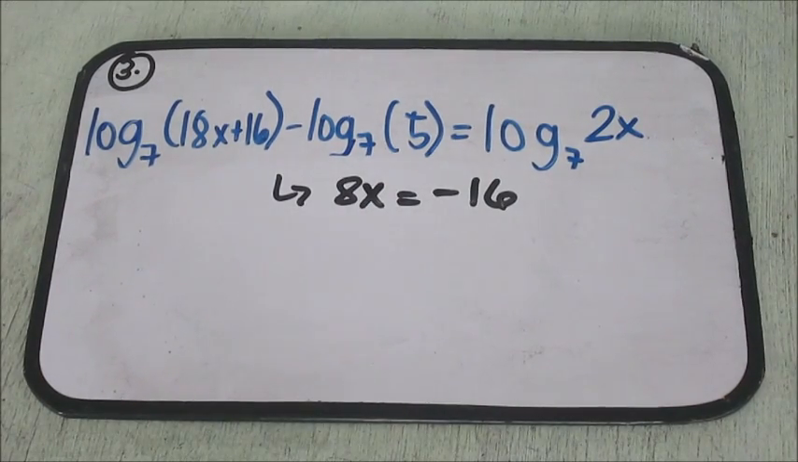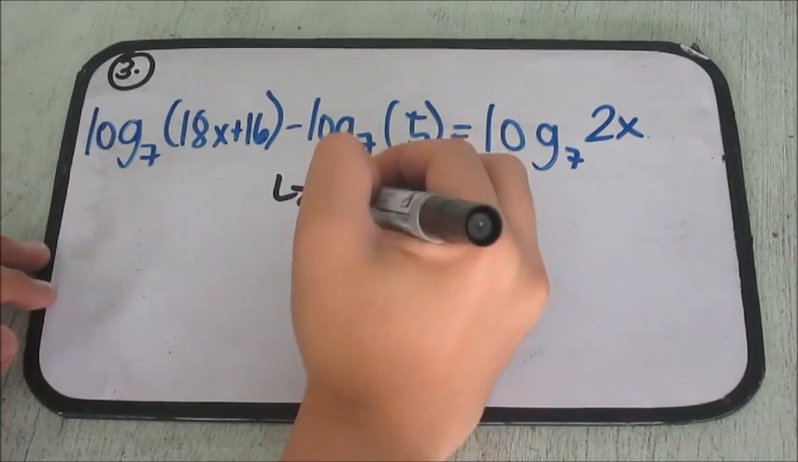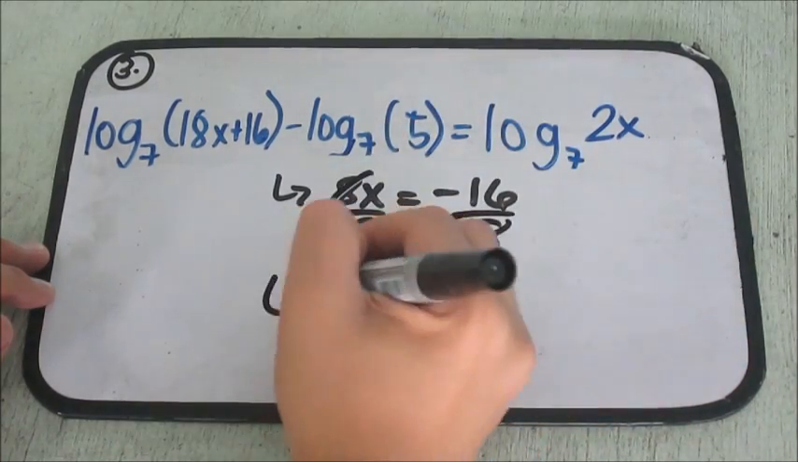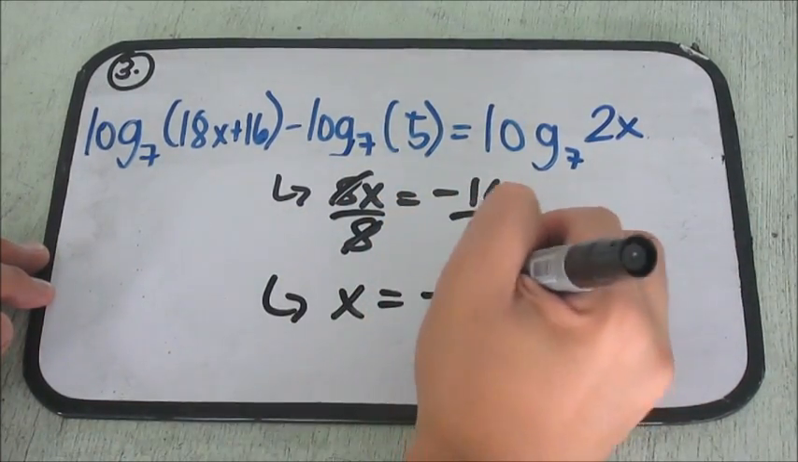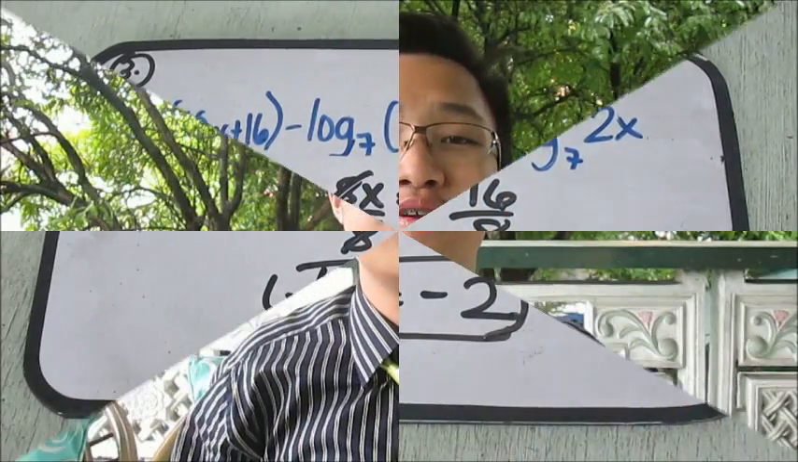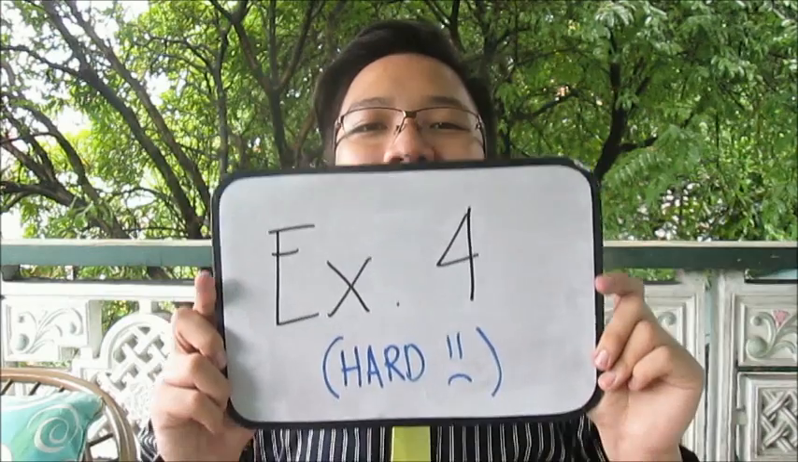So we will divide both sides by 8. Negative 16 divided by 8 is equal to negative 2. So the value of x is equal to -2. Now we will proceed to the fourth example.